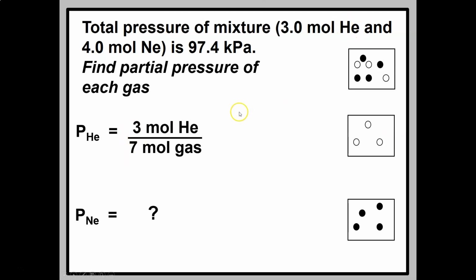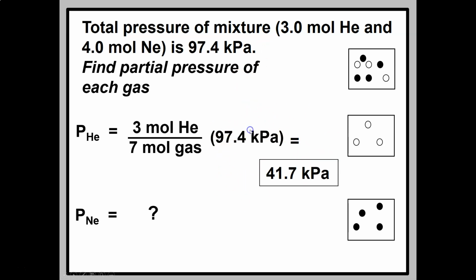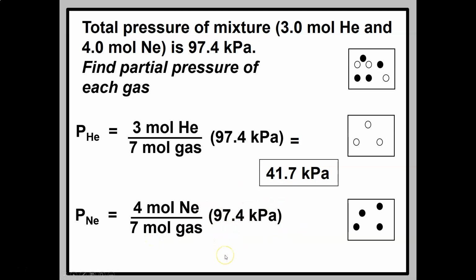3/7 of the gas is helium times my pressure, and I find out that of the 97.4 kilopascals, 41.7 of them are coming just from the helium. Let's do the partial pressure of neon. This time there's 4 moles of neon over 7 moles of gas times my total pressure. So 4/7 of the gas is coming from neon. And I get my final answer.